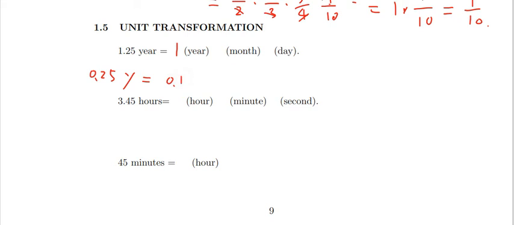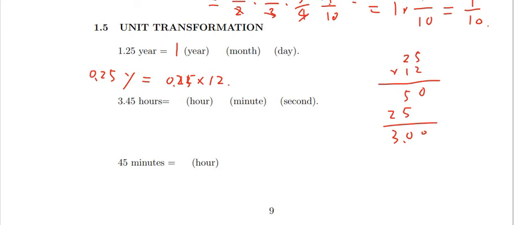So multiply by 12 to become months, right? 0.25 multiplied by 12 equals 3, right? So it equals 3 months. Yeah, 3 months.